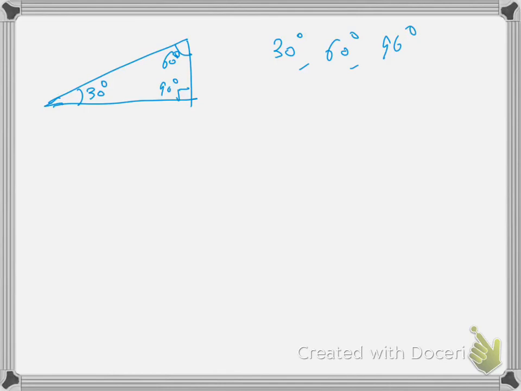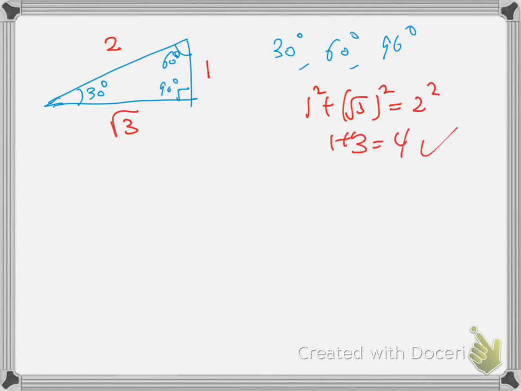This triangle is very special. What's the length of these 3 sides? It's 1, 2, and radical 3. You can check it: 1 squared plus radical 3 squared is 2 squared. So 1 plus 3 is 4, and it is correct.